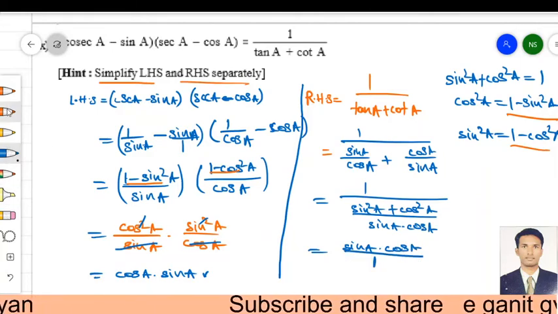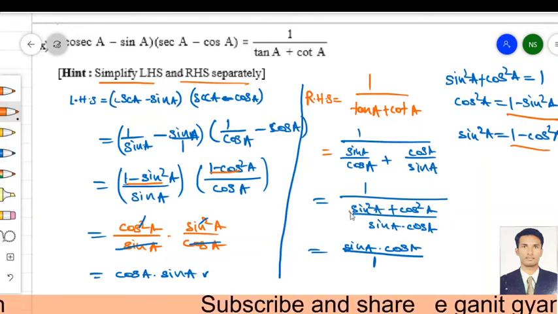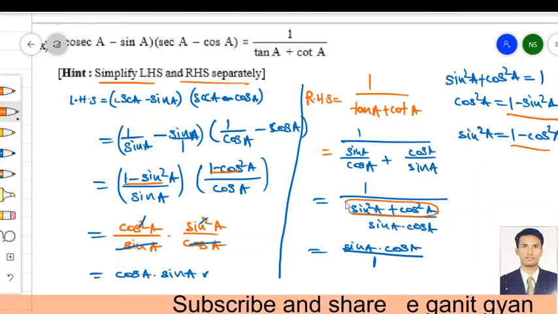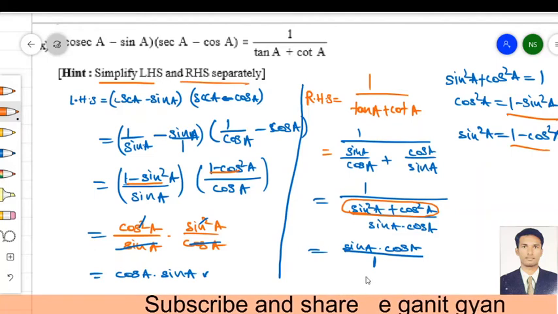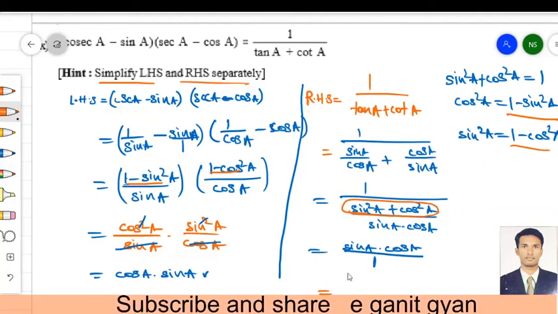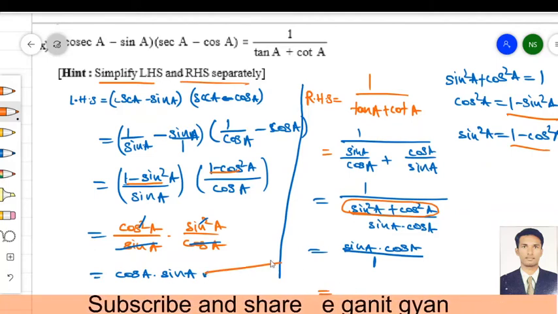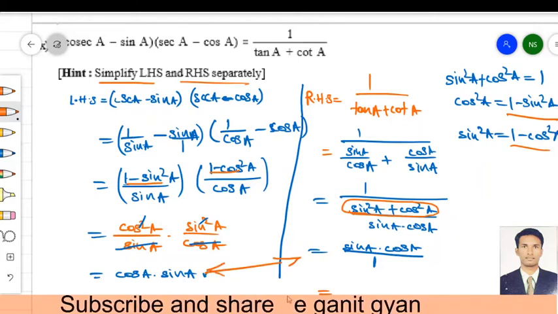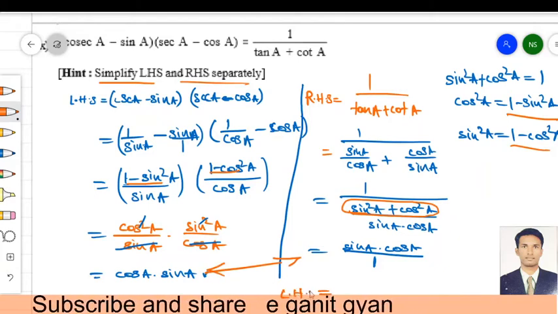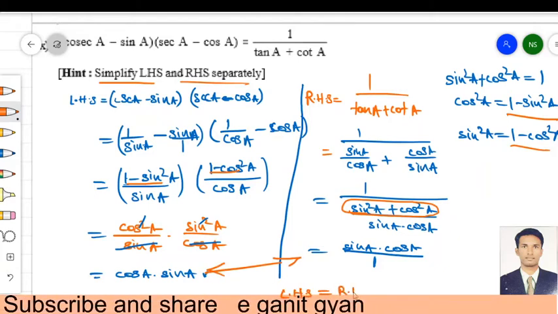Why I wrote 1? It is very important. We have the basic property sin square A plus cos square A is equals to 1. So here by comparing these two, we can say left hand side is equals to right hand side.